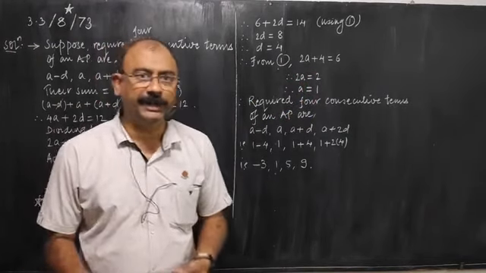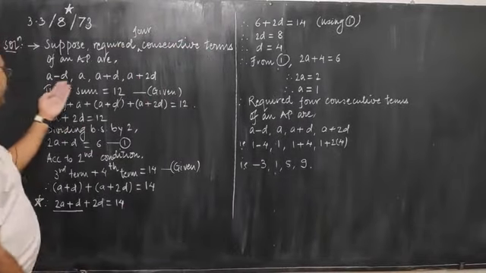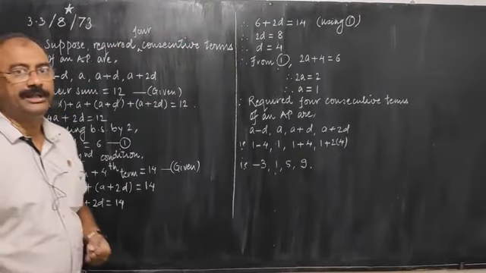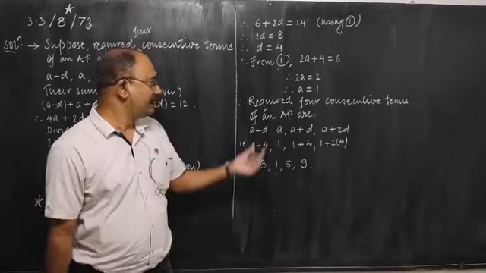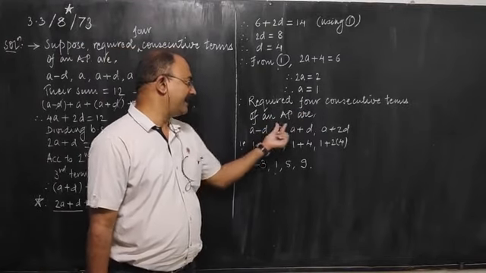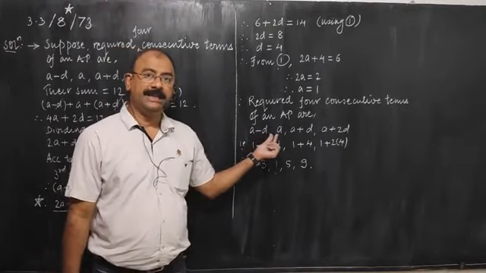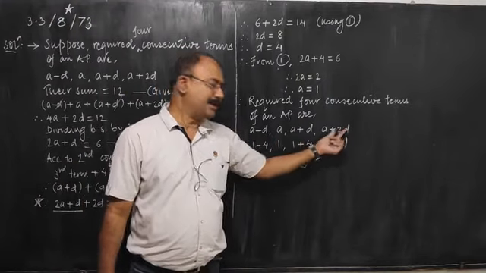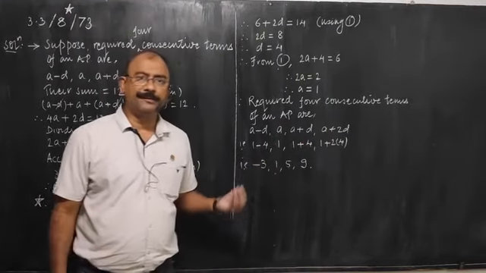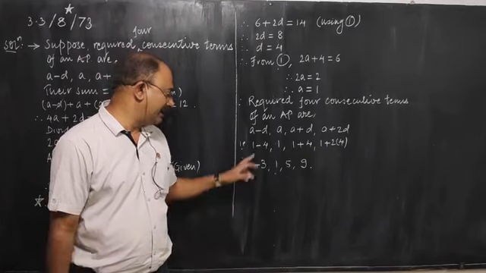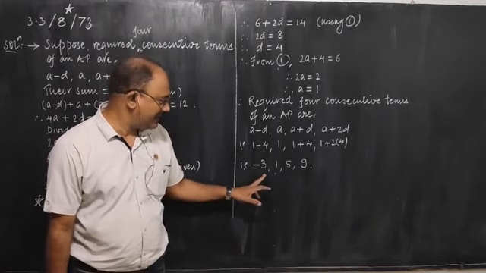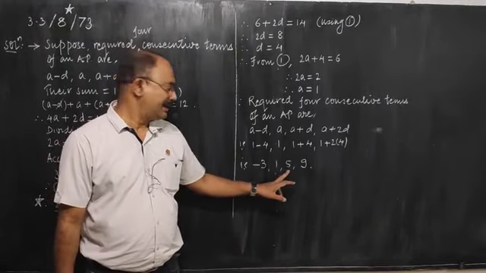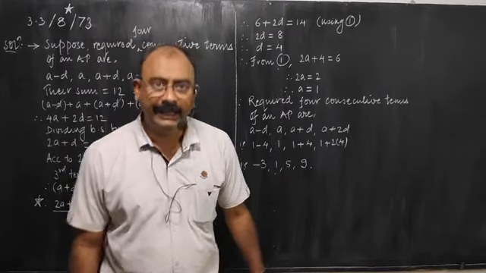Once you get the values of a and d, just put them in these 4 places and you will get the required 4 terms. And I did the same thing. Required 4 consecutive terms of an AP are a minus d, a, a plus d and a plus 2d. Put the values of a and d which you have already calculated, and you get the required 4 terms are minus 3, 1, 5 and 9. An easy example.